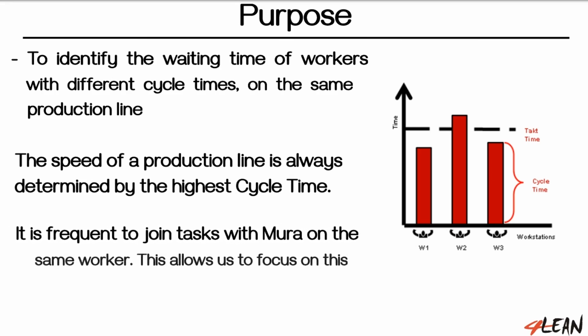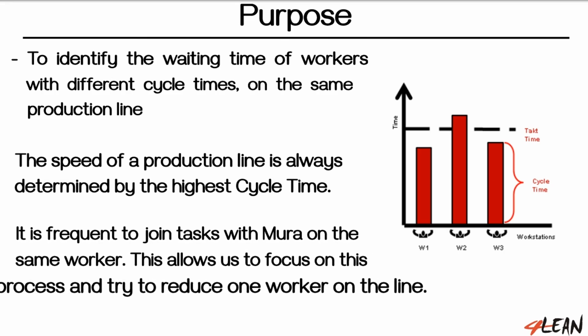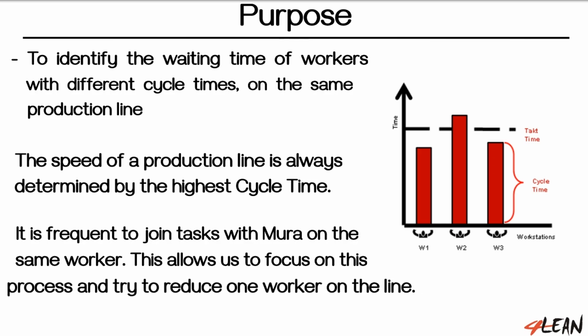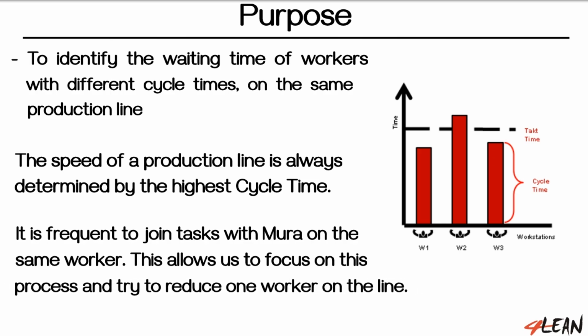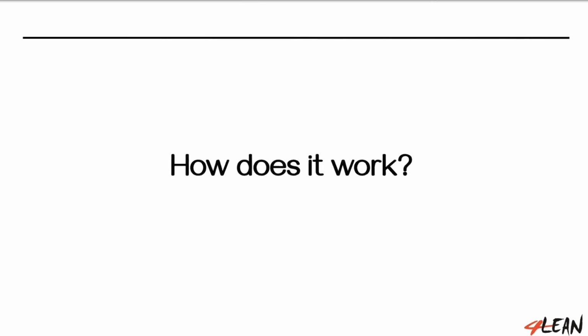It is frequent to join tasks with Mura on the same worker. This allows us to focus on this process and try to reduce one worker on the line. But how does it work?